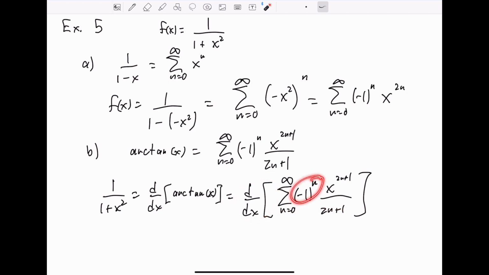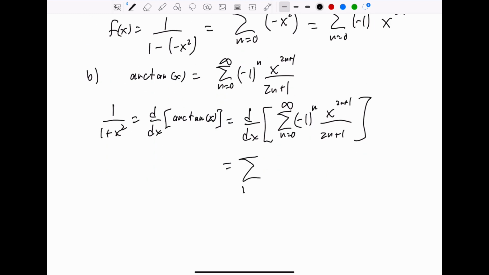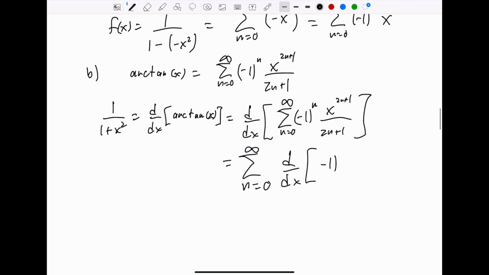And the negative 1 to the n, the 2n plus 1, these are just constants, so we don't have to worry about those. We've seen a similar sort of problem where we took the derivative of summation notation and we said that we can just interchange the derivative and the summation. We can just flip-flop. The derivative of a sum is the sum of derivatives. So we could just write this as the sum from 0 to infinity of the derivative of whatever's left inside, negative 1 to the n times x to the 2n plus 1 divided by 2n plus 1.